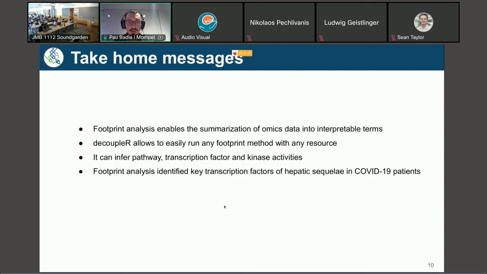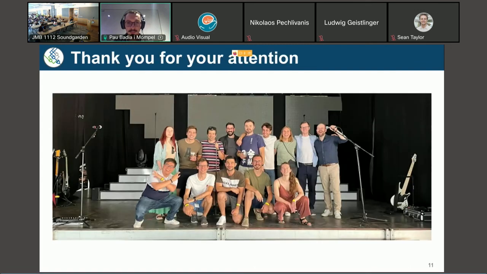So to sum up, footprint analysis enables the summarization of omics data into interpretable terms. Decoupler allows to easily run any footprint method with any resource, and it can infer pathway, transcription factor, kinase activities, and really any biological entity that can be linked to downstream target features. Finally, as an example, footprint analysis identified key transcription factors of hepatic sequelae in COVID-19 patients. And yeah, this is it.